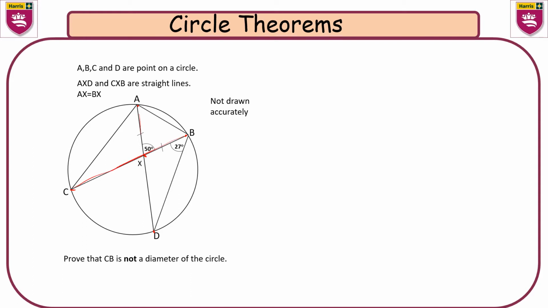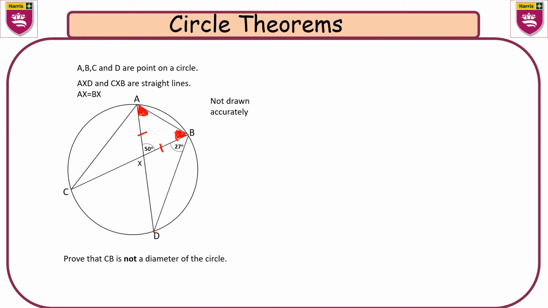AX is equal to BX, which shows us with these two lines here that it is an isosceles triangle. These two lines are equal to each other, therefore this is going to be an isosceles triangle. As soon as I have that information, I'm going to quickly write it down because it's going to help me as I complete this question.